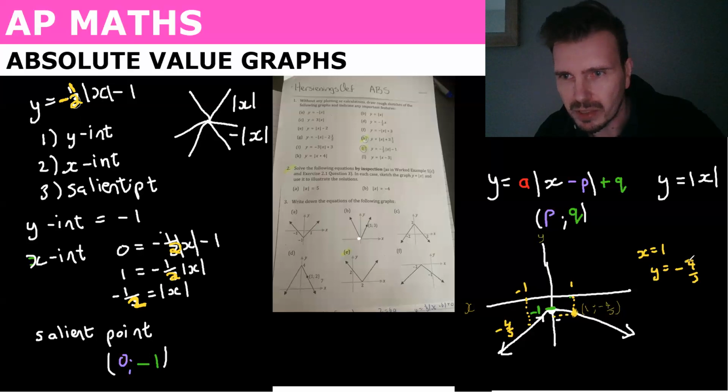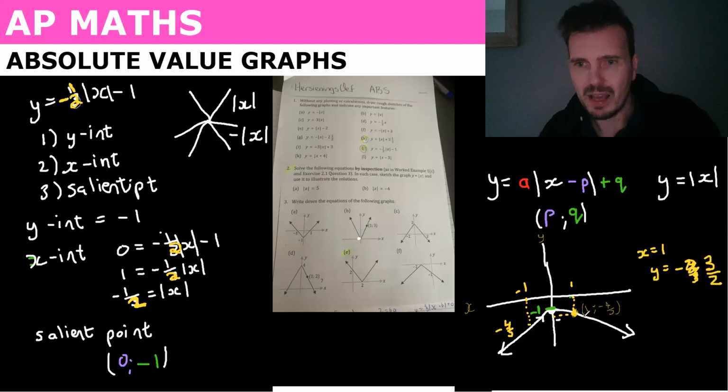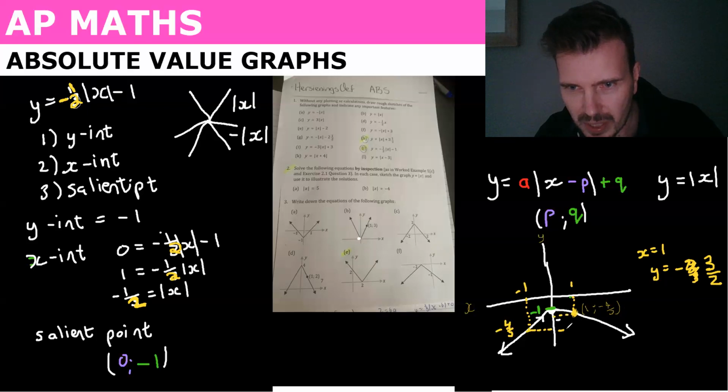So this would be -3/2. And so this point here would be 1. And then if we substitute a -1, -1 becomes positive. So -1/2 minus 1 is also -3/2.